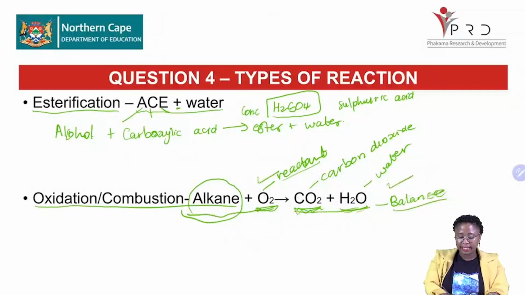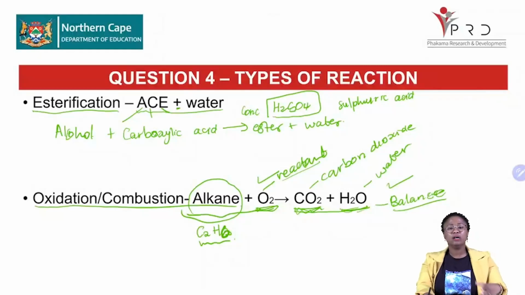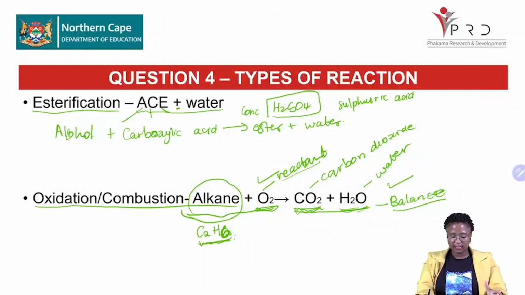But remember, if your alkane is, for example, C2H6, which would be ethane, you must write it correctly depending on what the examiner is asking. Did they say use molecular formula? Did they say use condensed formula? Or did they say use structural formula? Now that you remember the three different types of structures, you know exactly what the examiner is asking. So if they say molecular formula, you write it like that: C2H6 will react with O2 to give you CO2 and H2O.